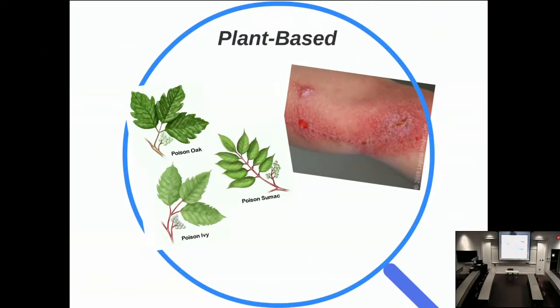So we're going to break this talk down into 4 separate areas: plant-based, animal-based, atomic-based, and then synthetic-based. We're going to cut through the first section, plant-based and animal-based poisons.